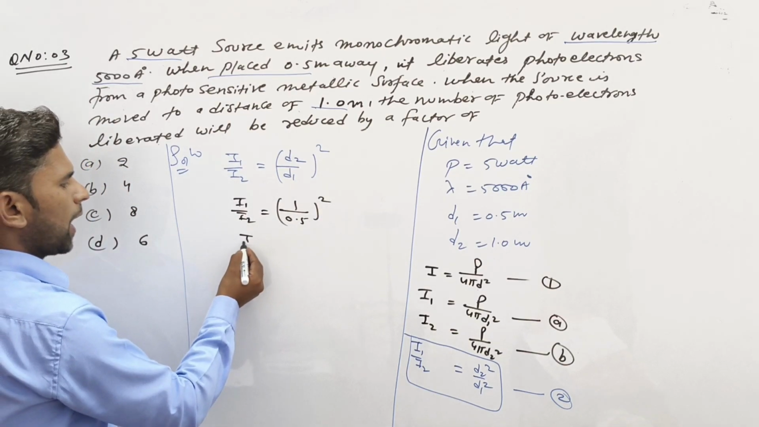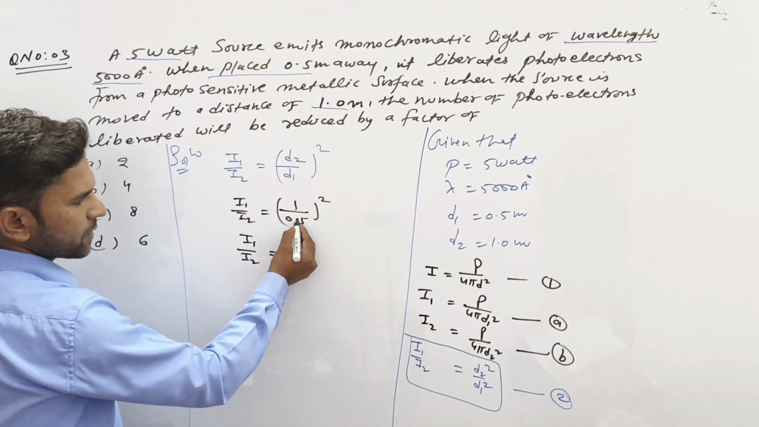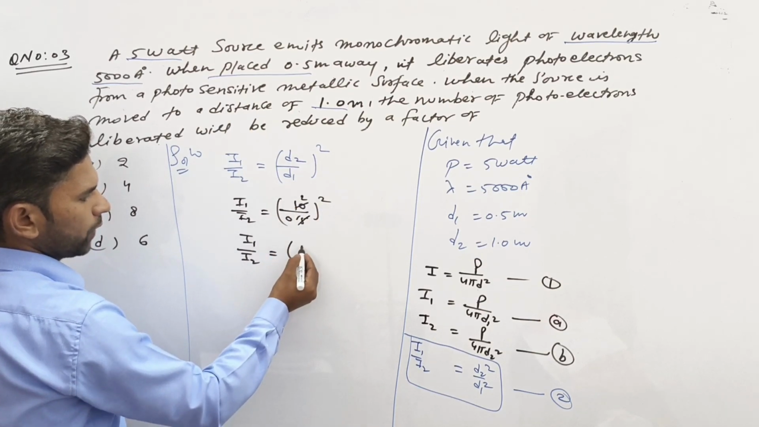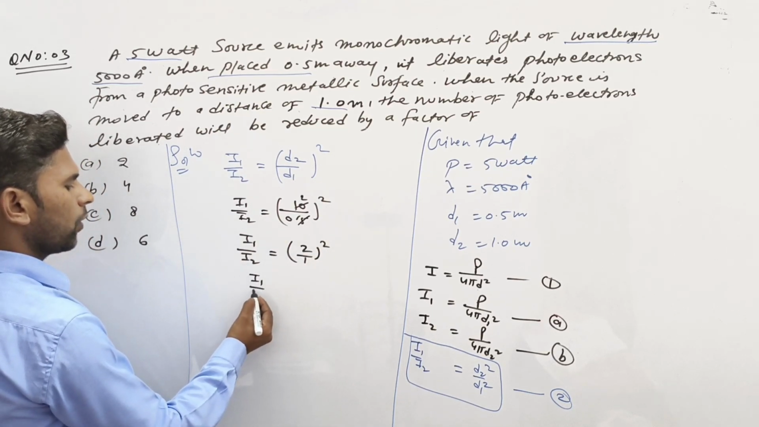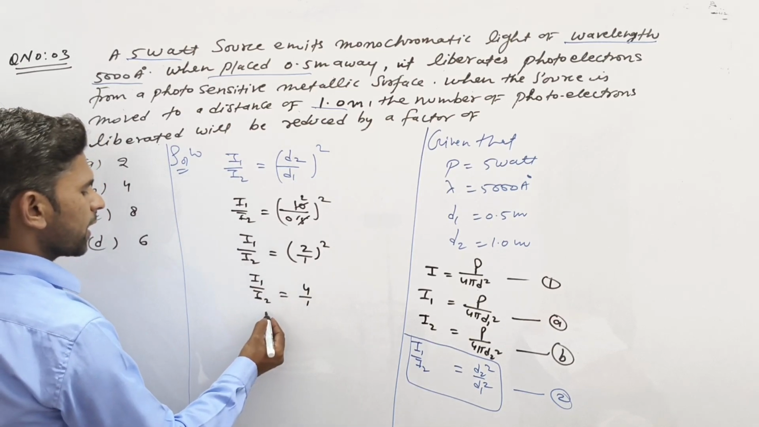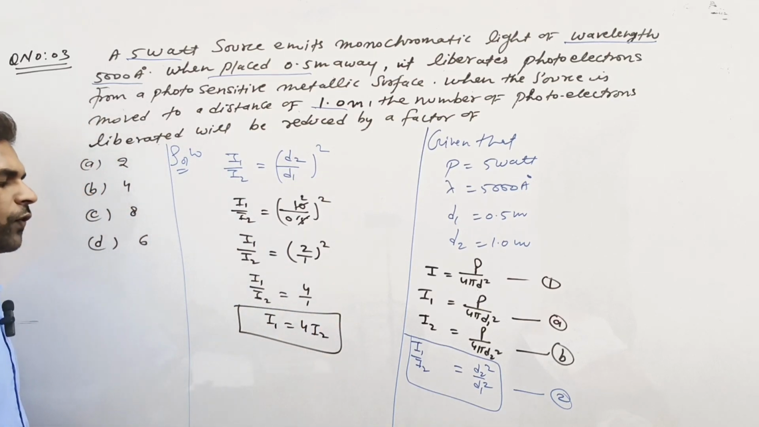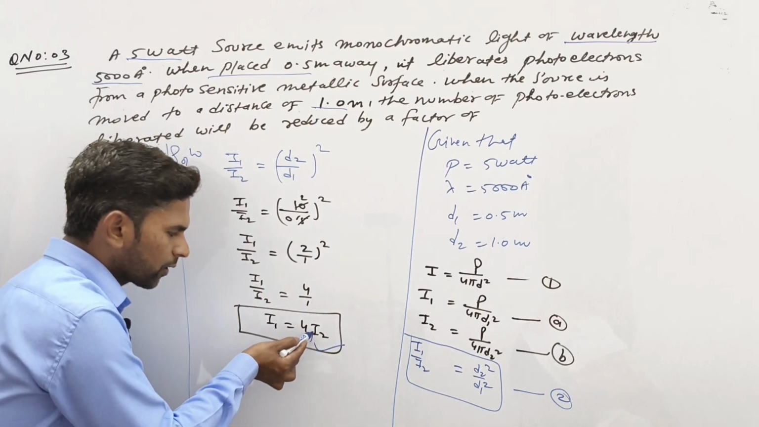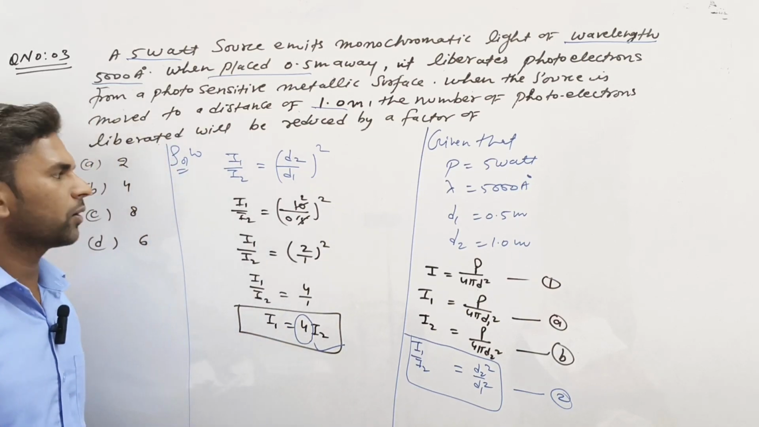Now you can write I1 over I2 is equal to, removing the decimal, 5 becomes 2 upon 1 whole square. So I1 over I2 is equal to 2 times 2, that is 4 upon 1. So I1 is equal to 4 times I2. The coefficient of I2 is 4, so 4 is the right answer of this problem.